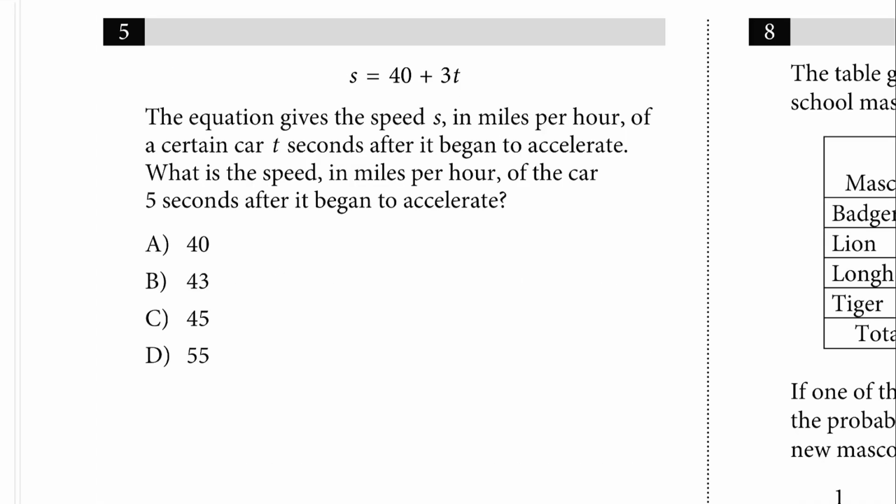The equation gives the speed in miles per hour of a certain car t seconds after it began to accelerate. What is the speed in miles per hour of the car 5 seconds after it began to accelerate? Since we have the amount of seconds, that's going to be replaced with t there. So 40 plus 3 times 5 is going to be 40 plus 15, which is going to be 55.